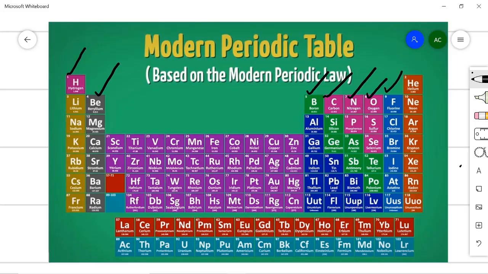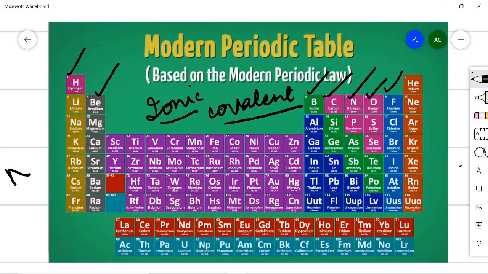Both types of compounds are formed, ionic compounds also and covalent also. As you know, NaCl is an ionic example, and HCl is covalent. So they form both types of compounds. When you move down the group, the metallic character increases.